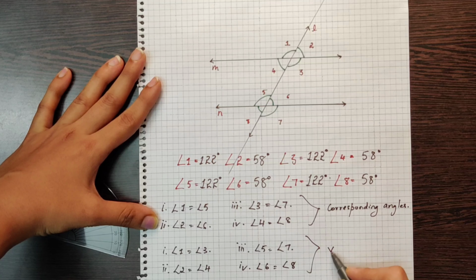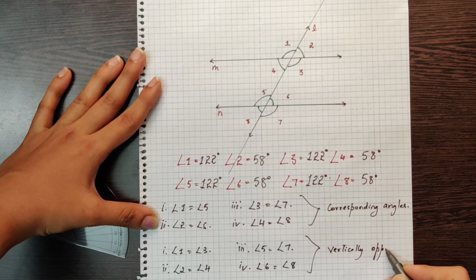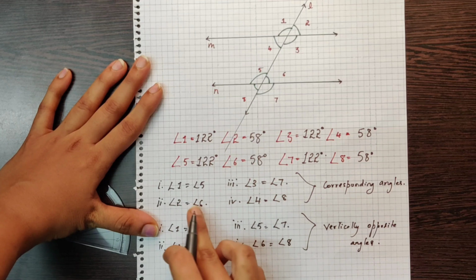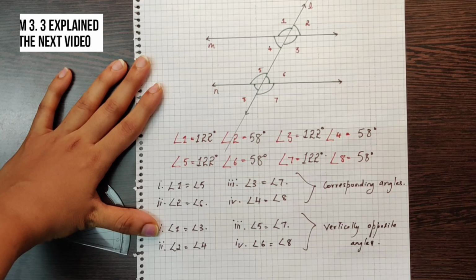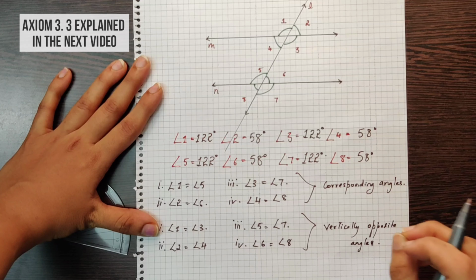These are nothing but vertically opposite angles. In conclusion, the pairs of corresponding angles are equal and the pairs of vertically opposite angles are equal. With this, we arrive at the next axiom, that is axiom 3.3.